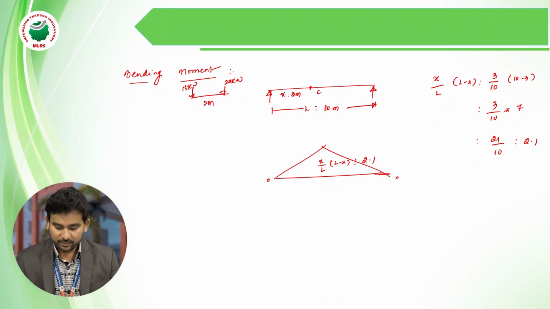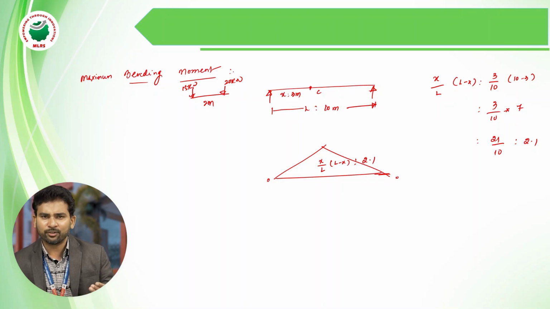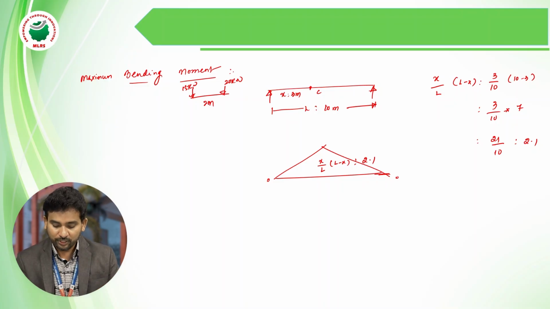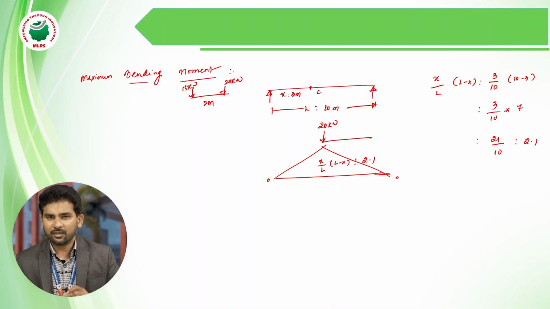Very simple. Here also they are asking for the maximum bending moment, the positive bending moment. There is no negative bending moment over here. There is no value below the reference line. The entire ordinate values are above the reference line, so obviously the values are positive. So here we keep our 20 kilonewton load exactly at point C. Then the ordinate is 2.1 into 20.